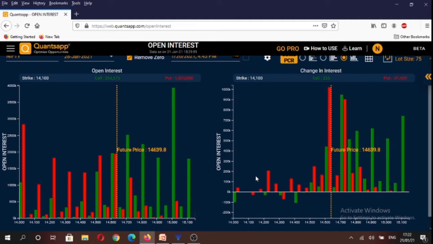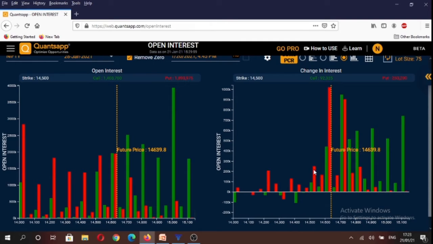And if we see for the near term, highest amount of calls were written at 14,700 strike, followed by 15,100 strike. And if we see the puts, highest amount of puts have been written at 14,600 strike, followed by 14,500. So the open interest data for the near term suggests that market can find support around 14,500 levels in the near term.